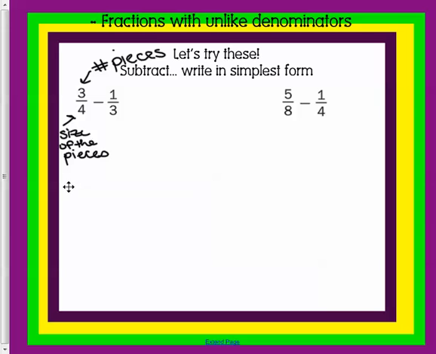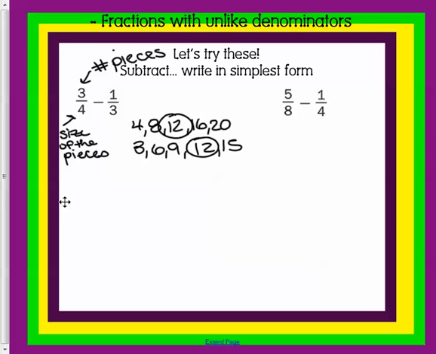Okay, so let's look at 3/4 minus 1/3. The multiples of 4 are 4, 8, 12, 16, and 20, and so on. The multiples of 3 are 3, 6, 9, 12, 15. So the one they share in common, the least common multiple, is 12. So we are asking ourselves how we get from 3/4 to 12 as the denominator. What number times 4 gives me 12? Well, this was 4 times 1, 4 times 2, so 4 times 3 gives me 12.